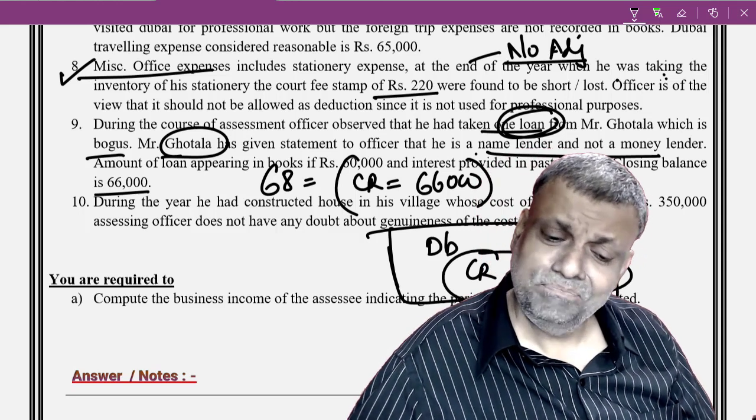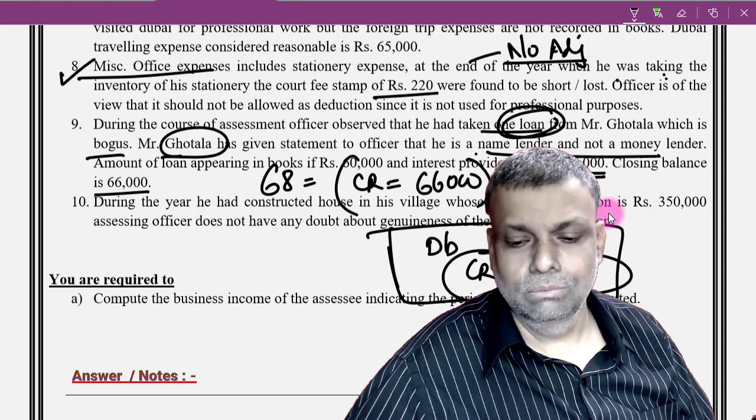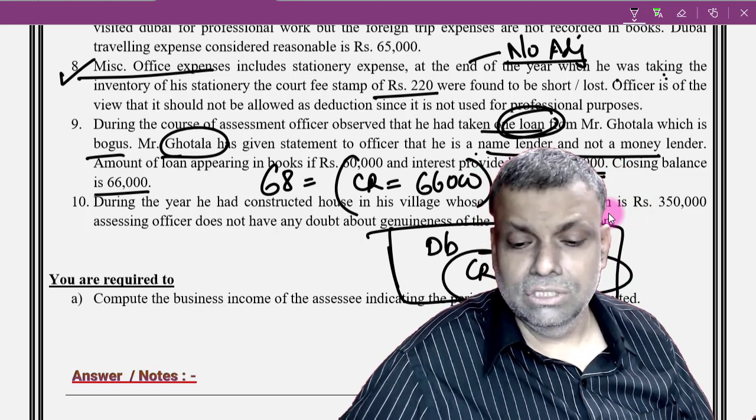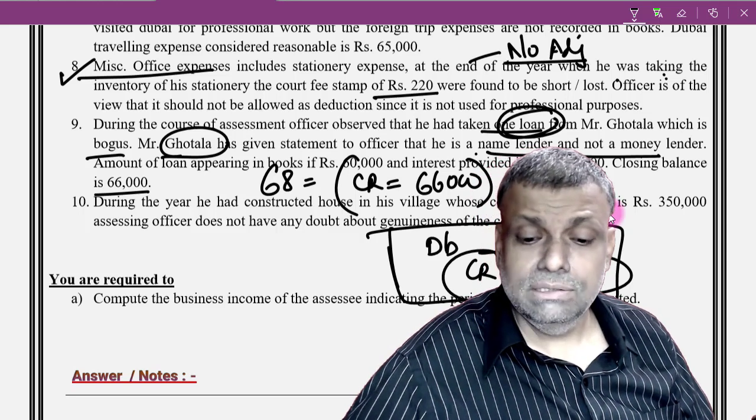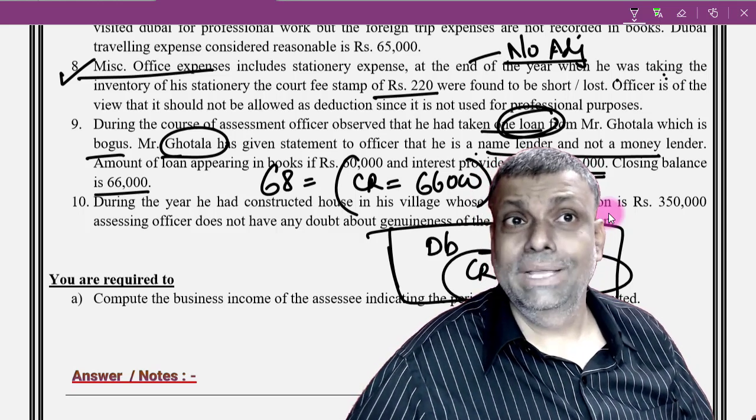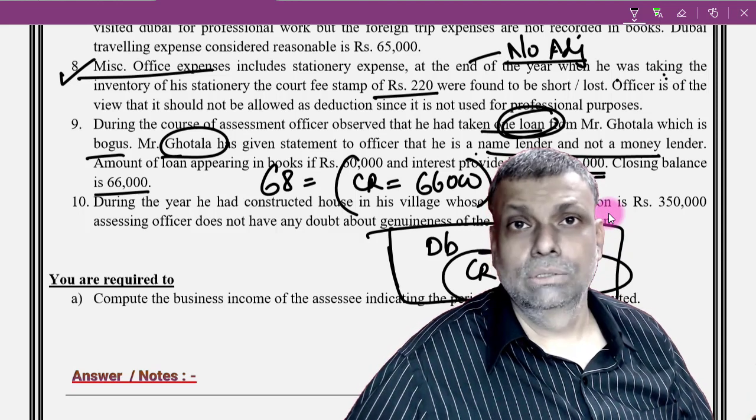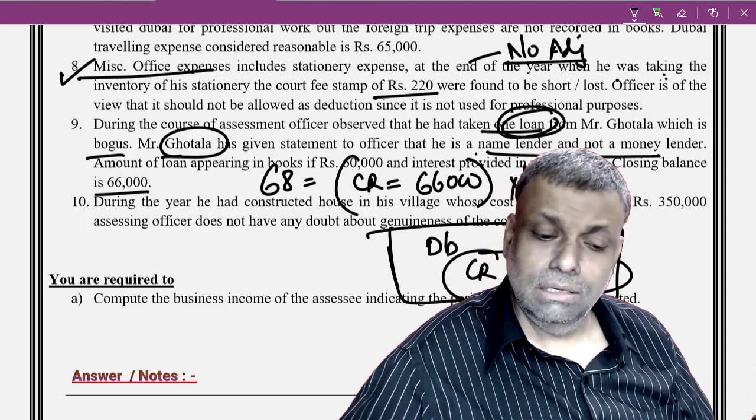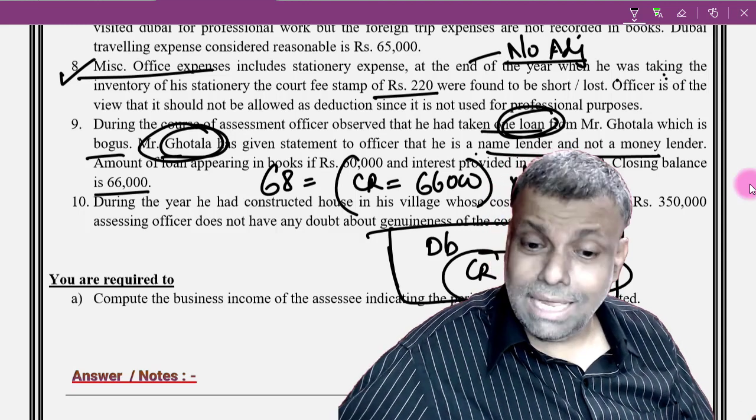So this 66,000. But let me tell you that in examination conditions, you have to write a very good theory note saying that this is a bogus loan. It should be accepted as a bogus loan. The assessee is not able to give an explanation. And the reliance which is placed on Mr. Ghotala's statement is also reliable.